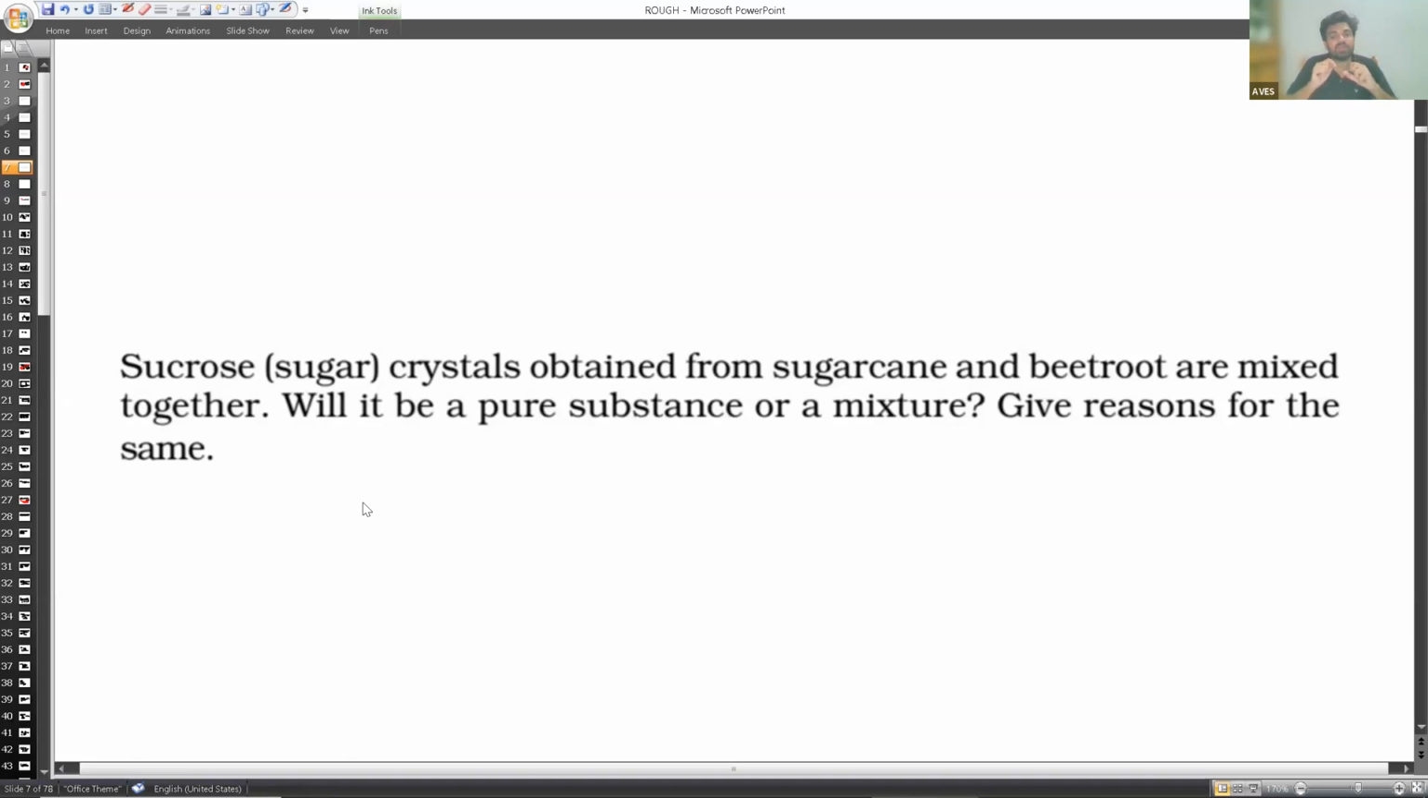Okay. So by the crystallization, will it be a pure substance, which is a compound or element, or a mixture? Give reason for your answer. Will it be a pure substance or a mixture? Have you noted the question? And then tell me the answer for this question.